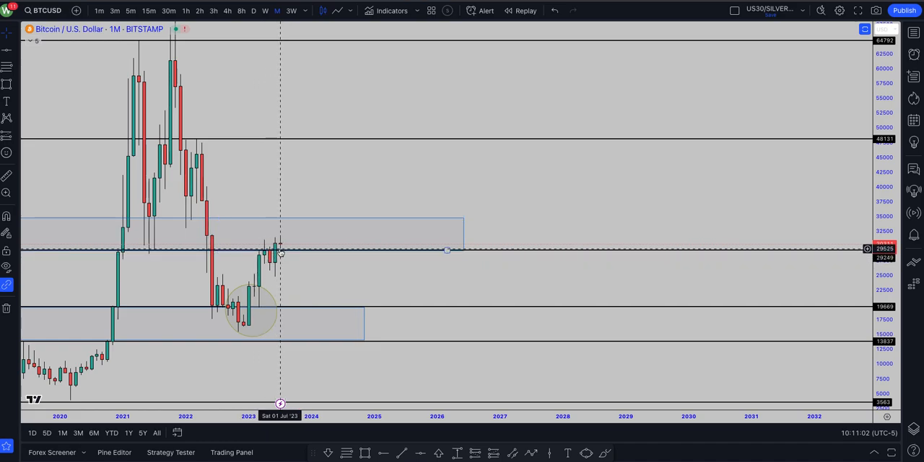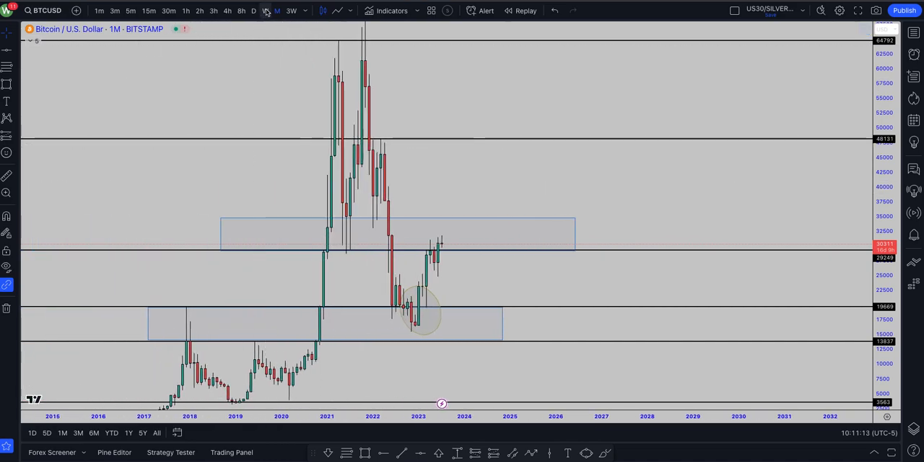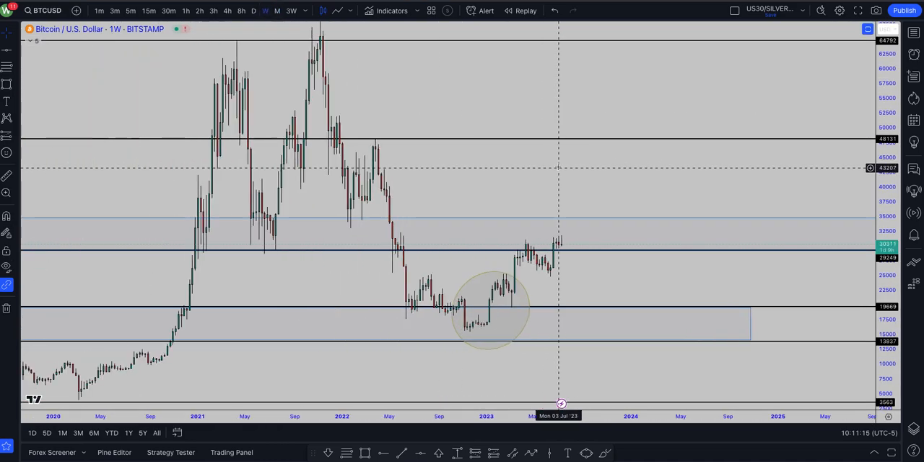So the market can come back, retest here before pushing up and making its high all the way back to 34K. That's a possibility, but we'll see if we break into the smaller time frames. We'll see what's going on. So now we're going to the weekly. So we're in the weekly now.